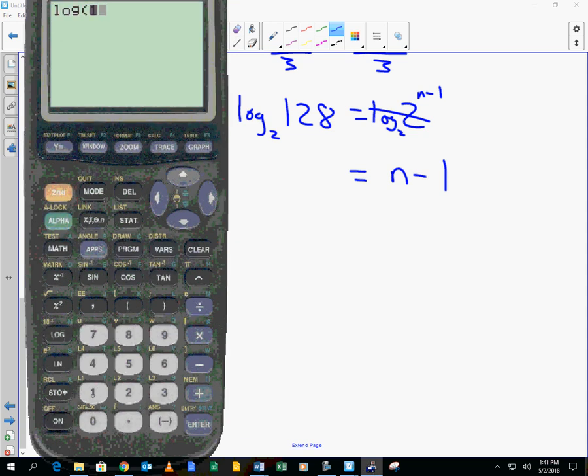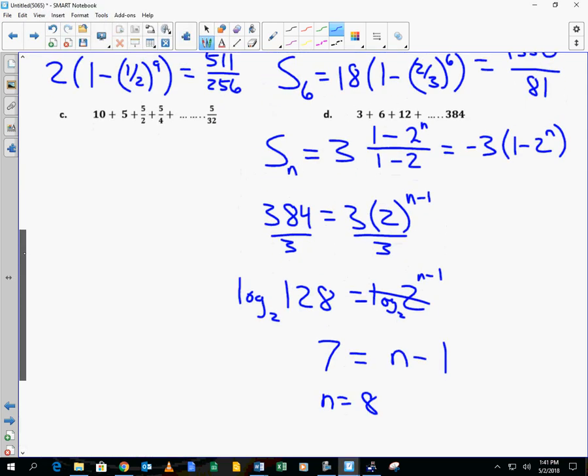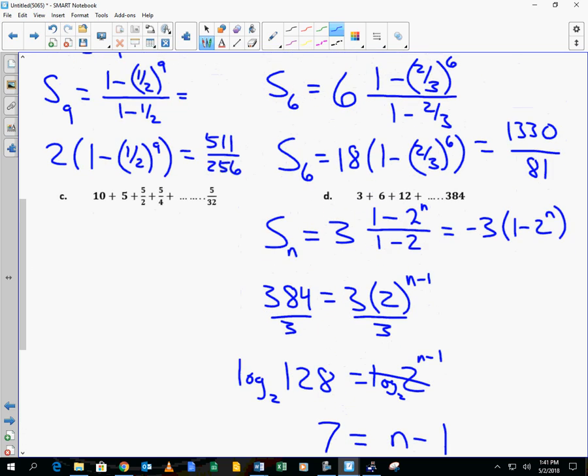Log of 128 divided by log of 2. 7. So therefore, what is n? So if n is 8, what do I do with that now? Plug it in right up here. So negative 3 times 1 minus 2 to the 8th.